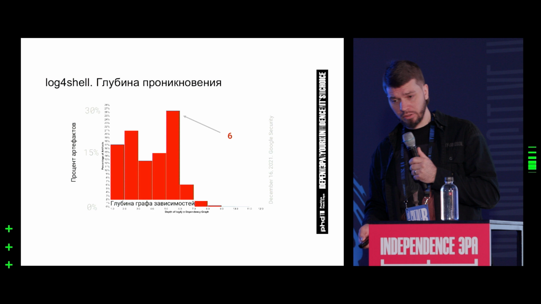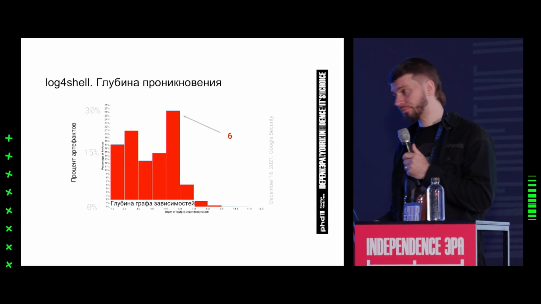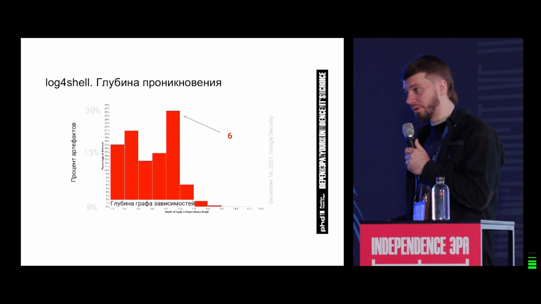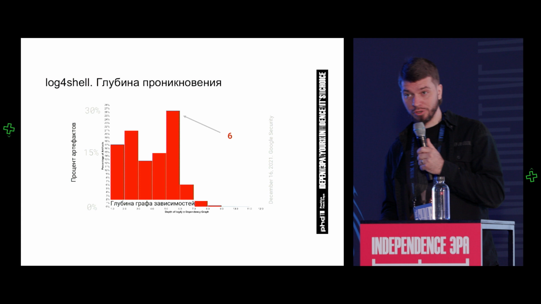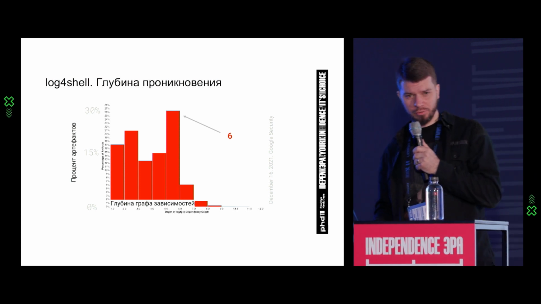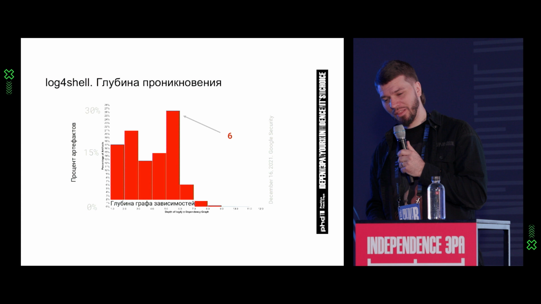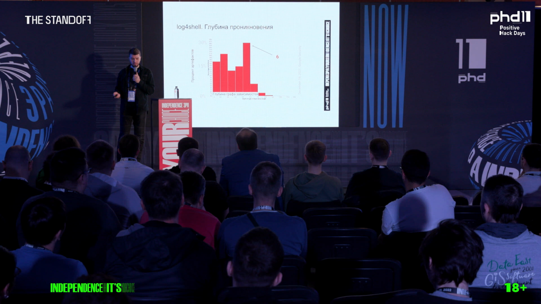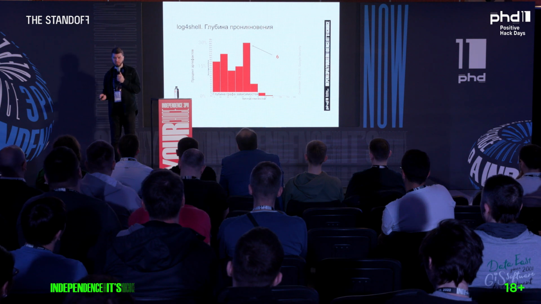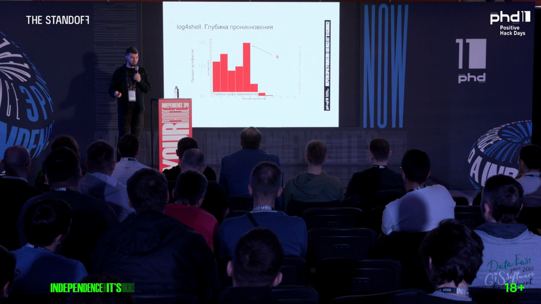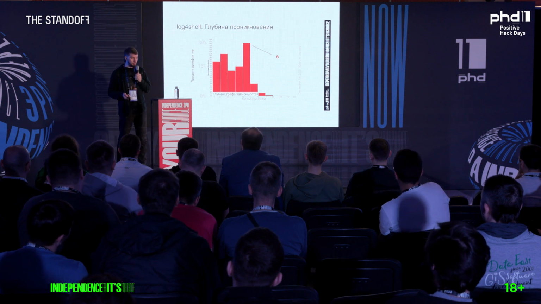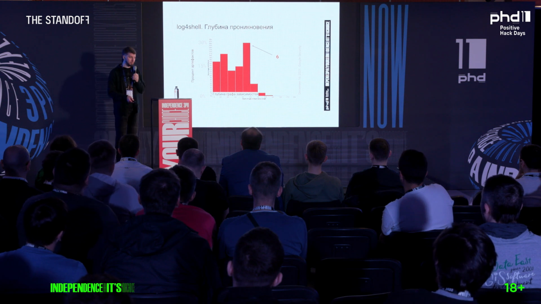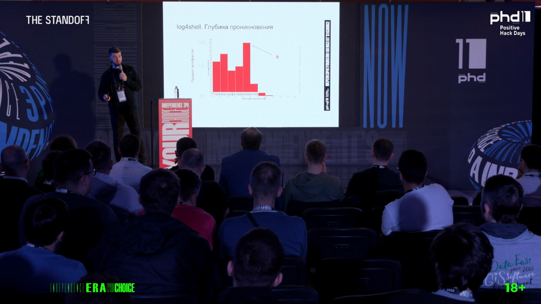And speaking of depth of penetration, same graph. I think it's rather interesting. If you look at those 40,000 packages that had the Log4Shell issue, not Log4j, Log4Shell, you would see that in terms of direct dependencies, only around 15% of them were direct, while the peak of vulnerabilities is in the 6th level of dependencies.